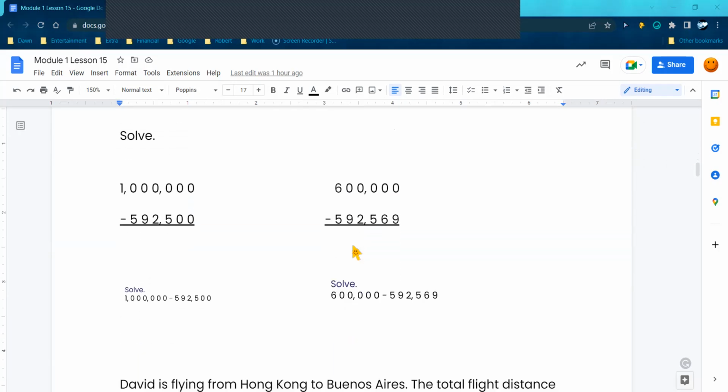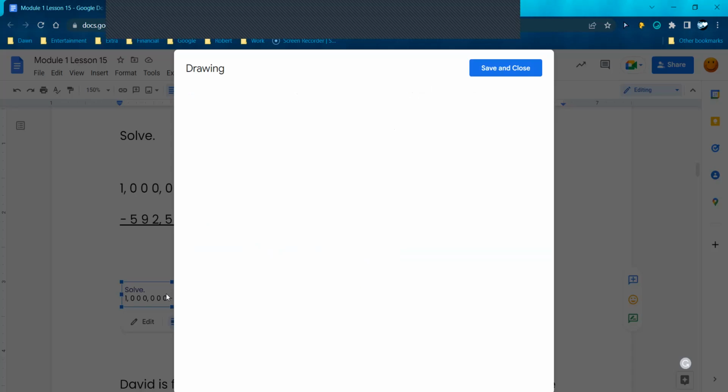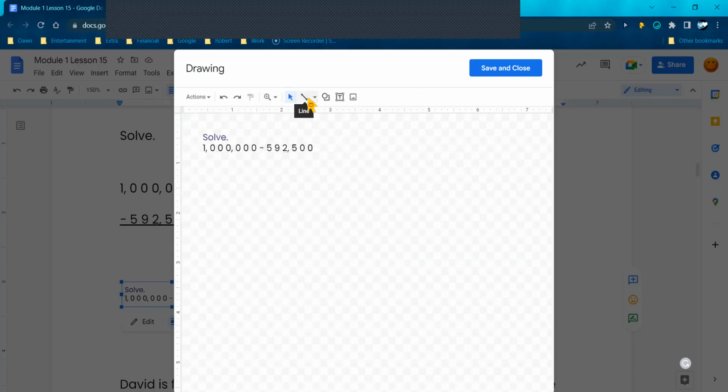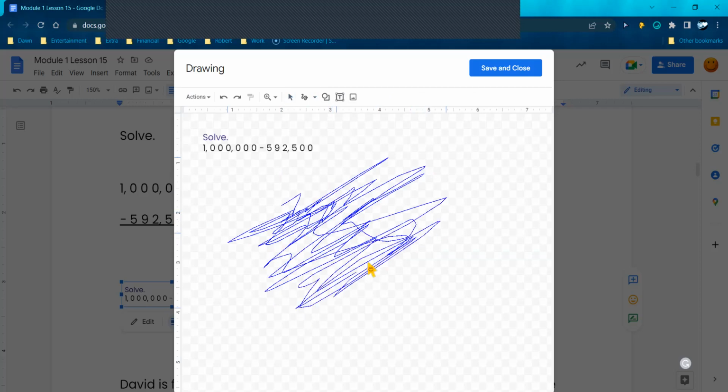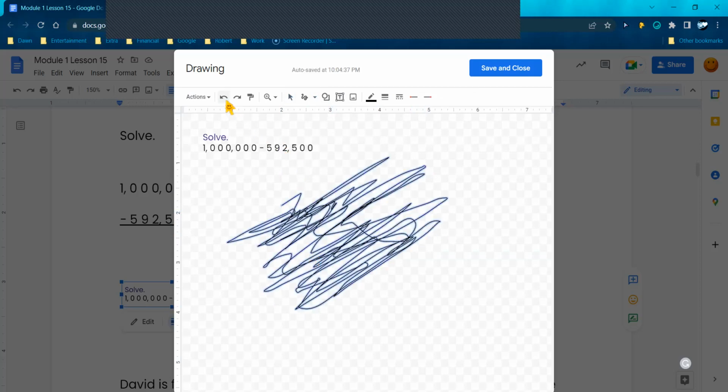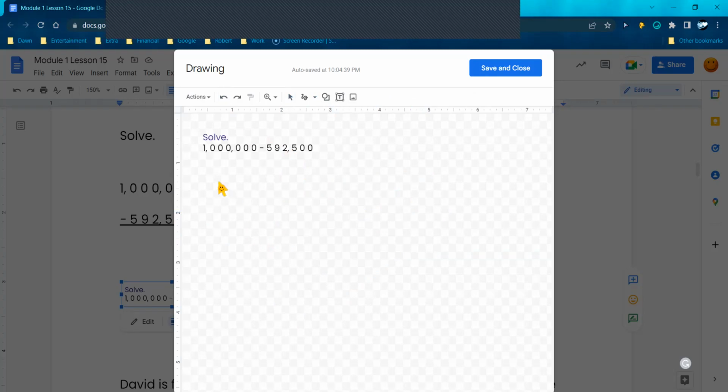Right now we have two problems, standard algorithm for subtraction. And so I'm going to go ahead and come to solve. I'm going to click it, it turns blue, and then I'm going to double click. And then I'm going to go right over here to the line. I'm going to select a line and I'm going to go to my scribble. Remember, the scribble is kind of fun because you literally can scribble on it and have a little fun, do a little art. But once I'm done with my art, you guys, I have to get serious. So here we go. I'm going to delete the art and I'm going to write 1 million out.